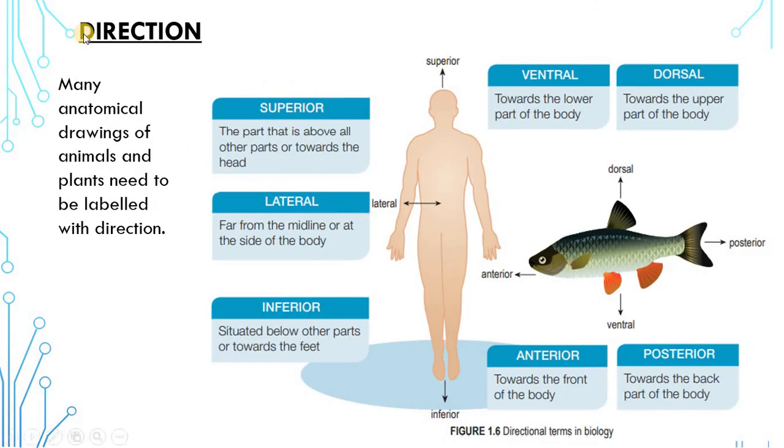Last one, direction. So many anatomical drawings of animals and plants need to be labeled with direction. If you look here, this is human and this is animals, which refers to the fish. We look at the human first: superior, lateral, and inferior. So this refers to the direction when we label the part of the body.